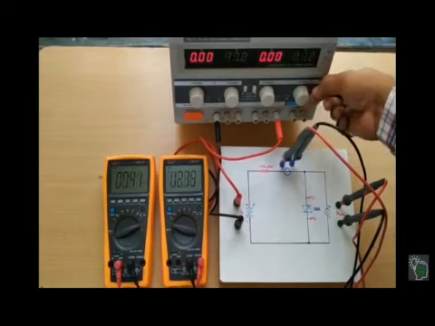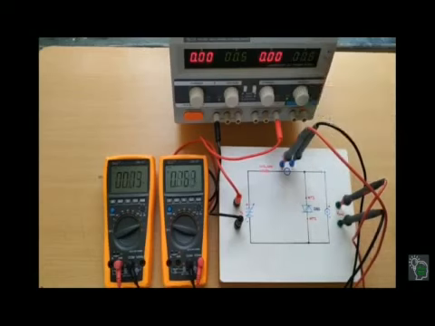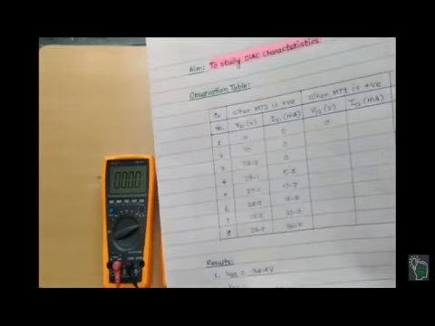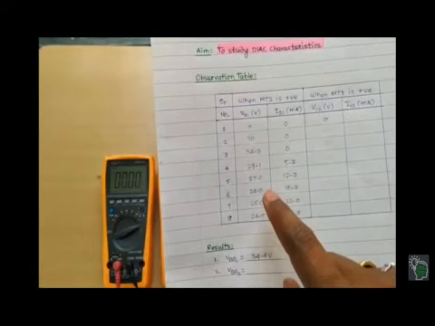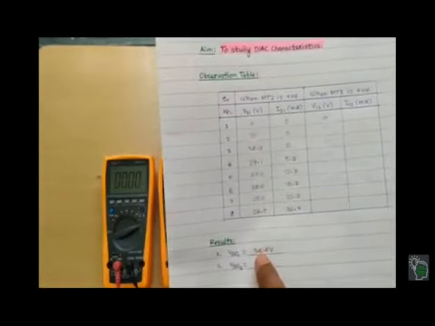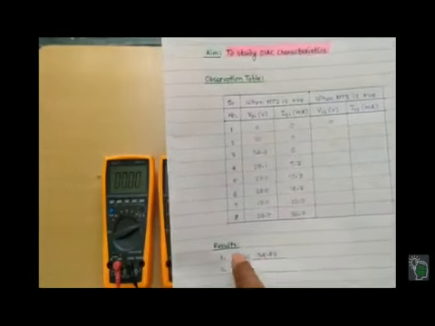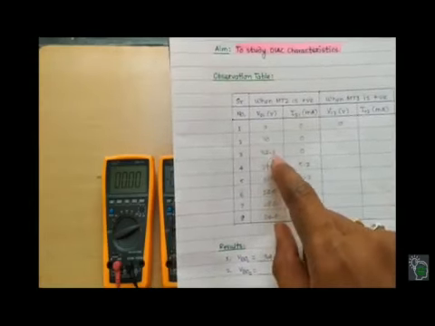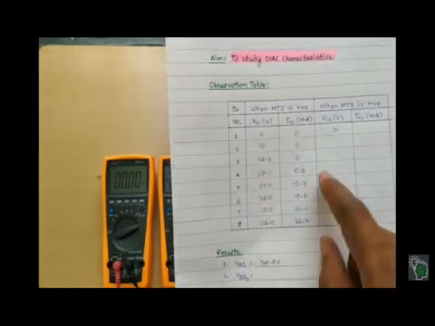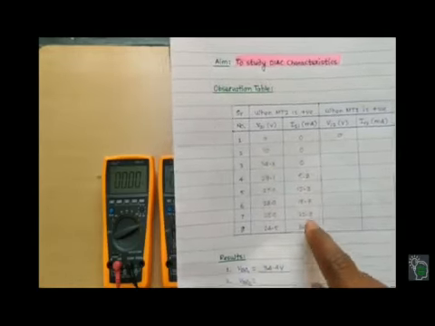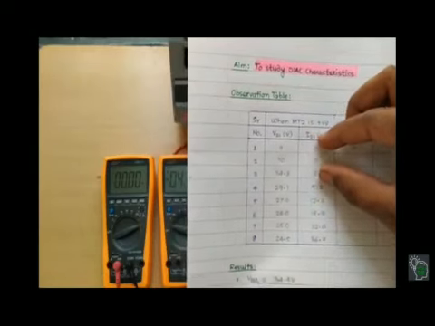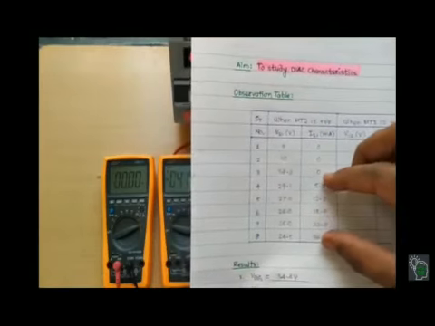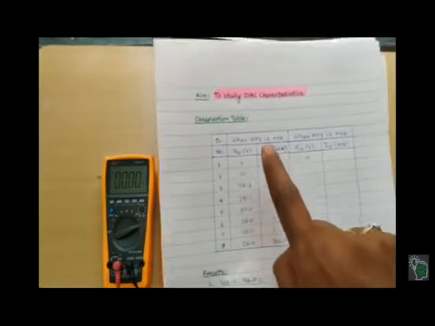Now we can minimize the voltage because the circuit cannot bear the excess current, so we are minimizing it. These are our readings. This is VBO, 34.4 volt. After 34.3 volt, the voltage decreases and the current increases. These are the readings for when MT2 is positive.